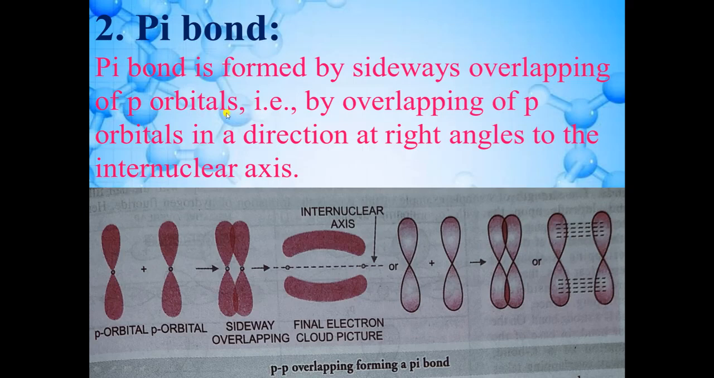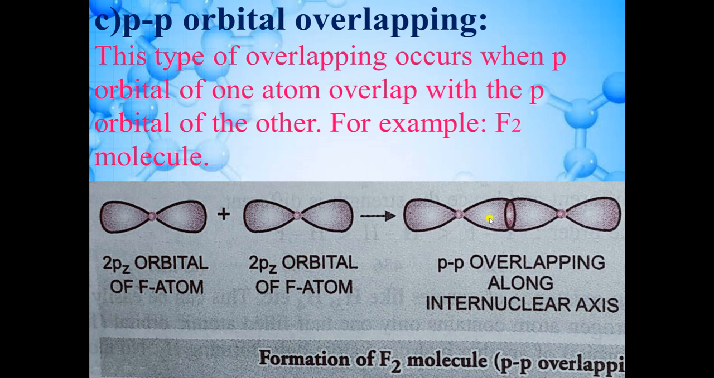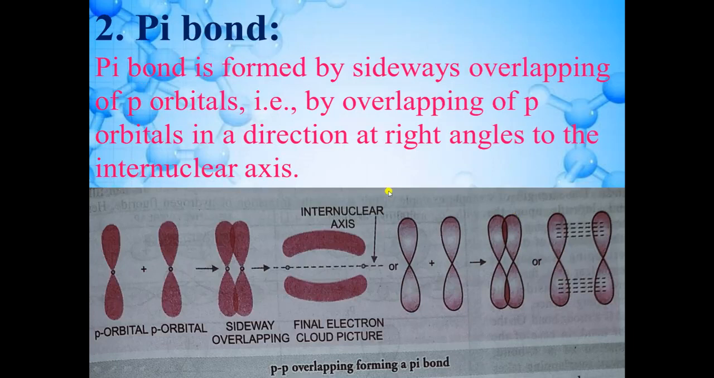You see, overlapping of p orbitals can be in two ways. First, end-to-end overlapping, which we have studied in this case. This overlapping is known as end-to-end or head-to-head overlapping. And the second type of overlapping between p orbitals is sideways overlapping. So how does sideways overlapping take place? This is the first p orbital, this is the second p orbital, and there will be overlapping between these two. This overlapping is known as sideways overlapping. You can show this overlapping in this way also.